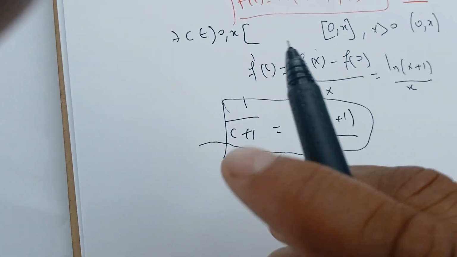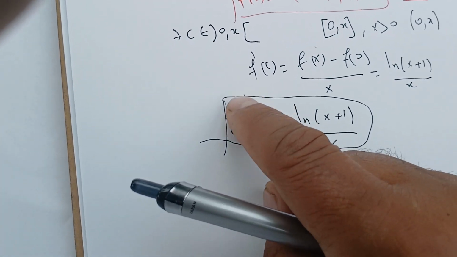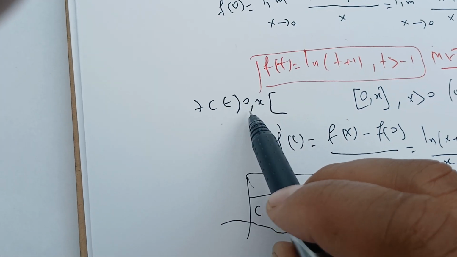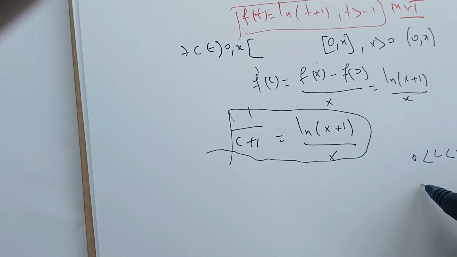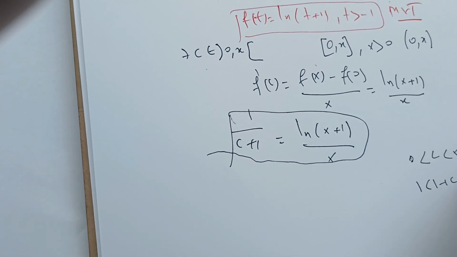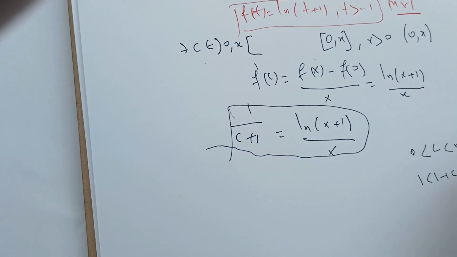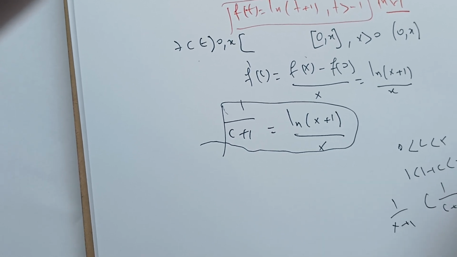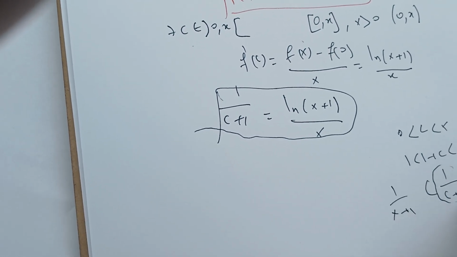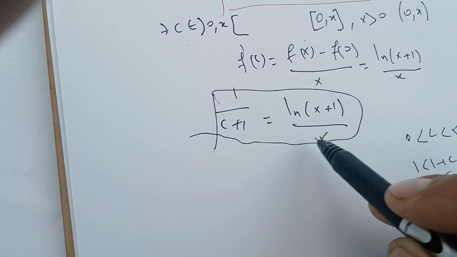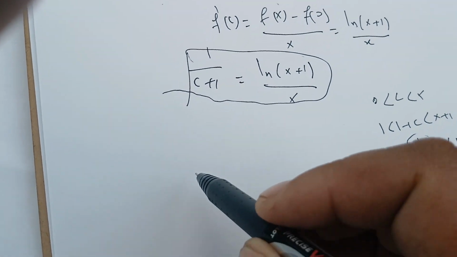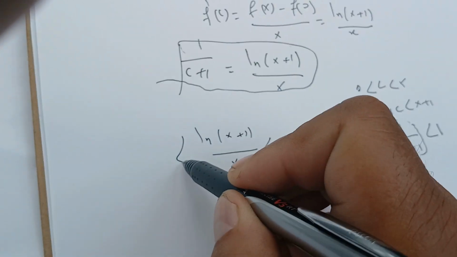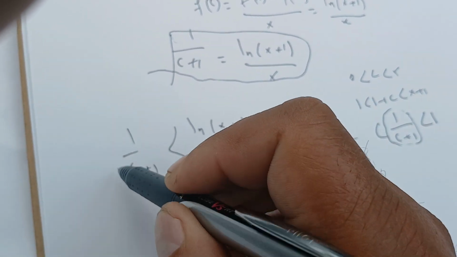Okay, next we need to bracket c plus 1. We know that c is between 0 and x. So we add 1 to both sides, and we get 1 plus c is between 1 and x plus 1. And we flip everything to get 1 over c plus 1 is between 1 over x plus 1 and 1. And what's 1 over c plus 1? It's this one. So we have ln(x+1) over x is between 1 over x plus 1 and 1.